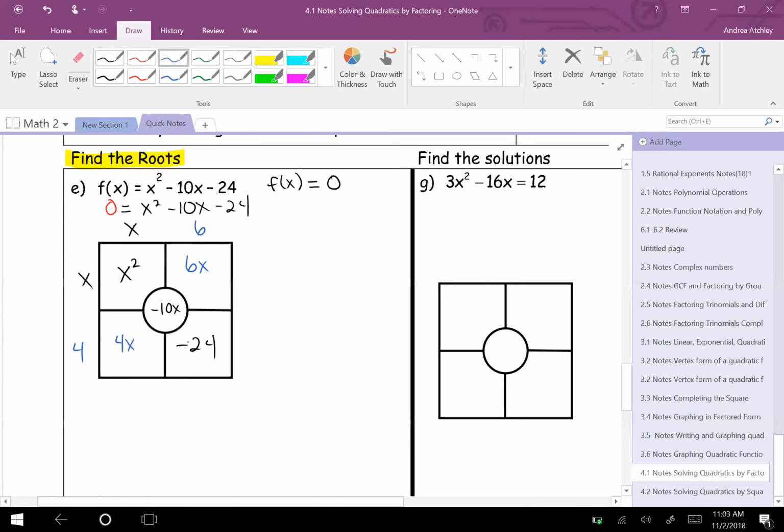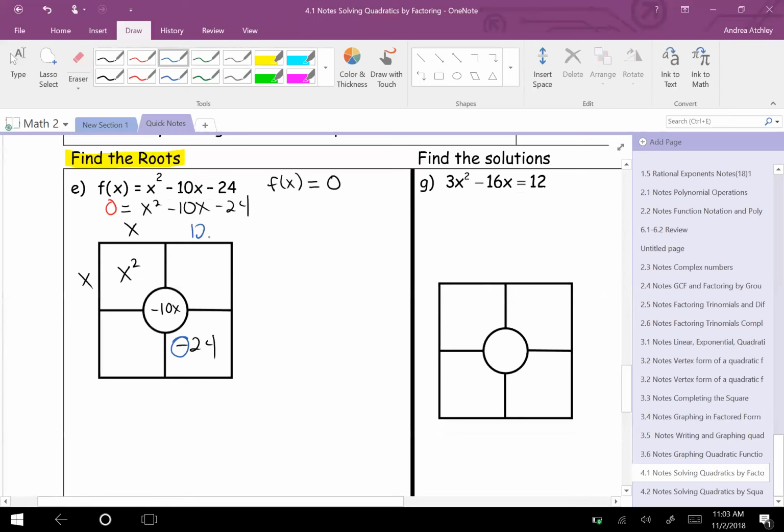Should I be adding 4 and 6 to get 10, or should I be subtracting 4 and 6 to get 10? This is a negative. That means only one of them can be negative, not both of them. So negative 4 and 6 is not going to give me negative 10. So I have to try a different factor.